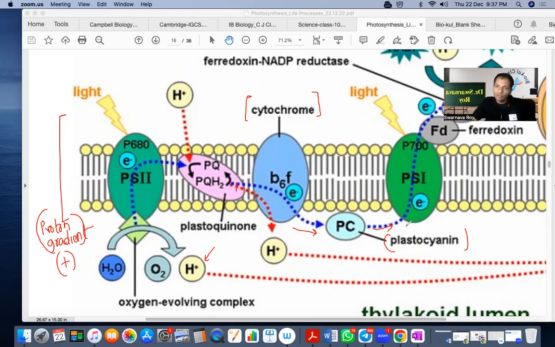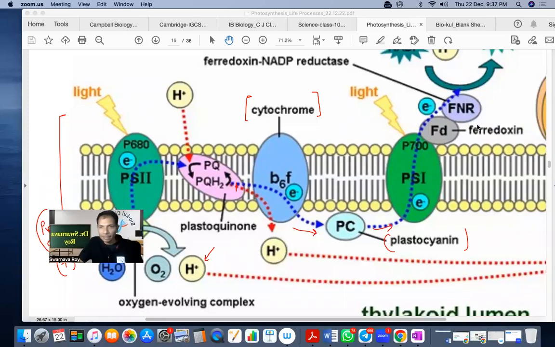Now, if you see the second electron, the photosystem 1 is doing the same thing. It is accepting light, and just like the photosystem 2, again there is the same thing happening. Again the pigment molecules, they are losing electrons.